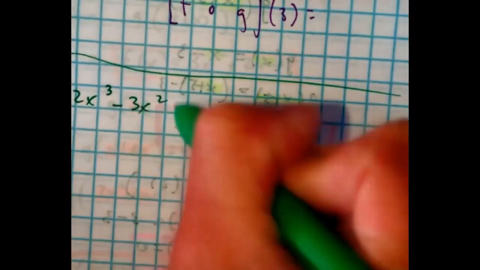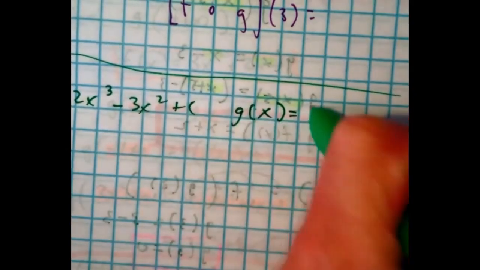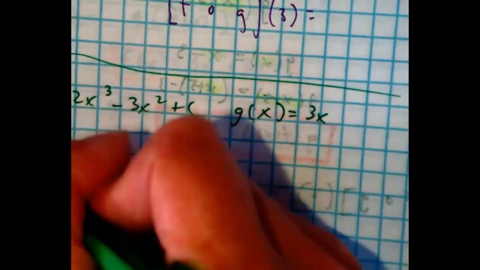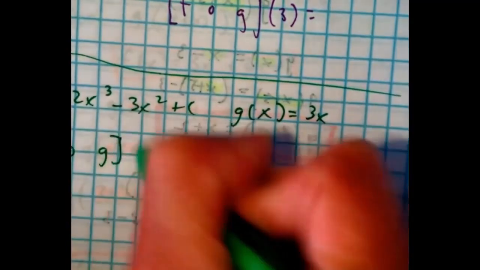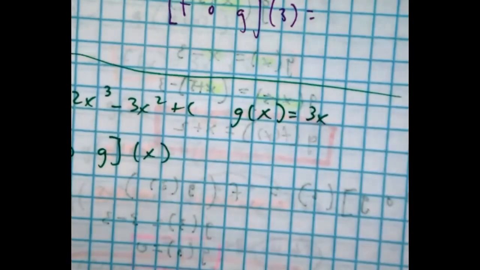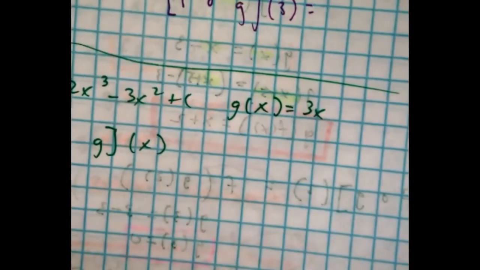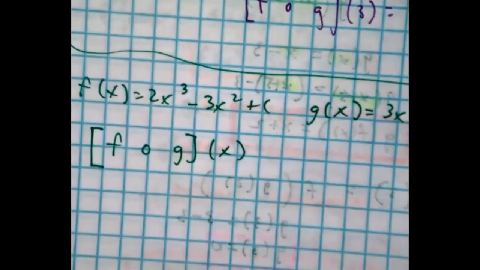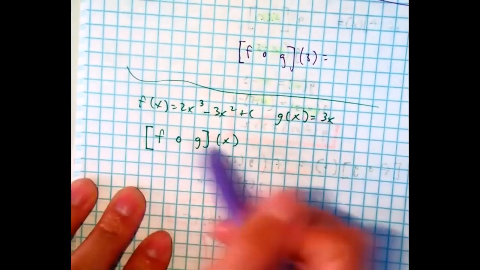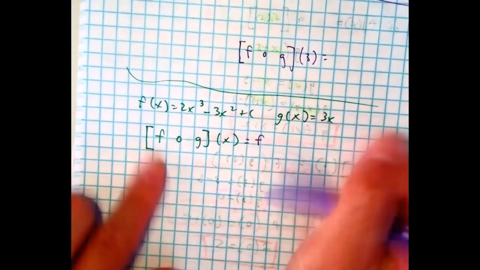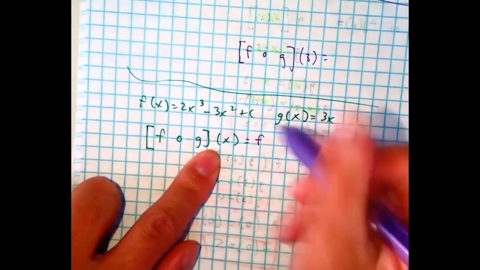Alright, so we have f of x equals 2x cubed minus 3x squared plus 1, and g of x equals 3x. The first problem says f of g of x. In this problem here, if you see parentheses or brackets, they're essentially the same thing. They're just grouping symbols. Okay? Yesterday we learned how you can rewrite this more in function notation. F is on the outside, and the inside is g of x.